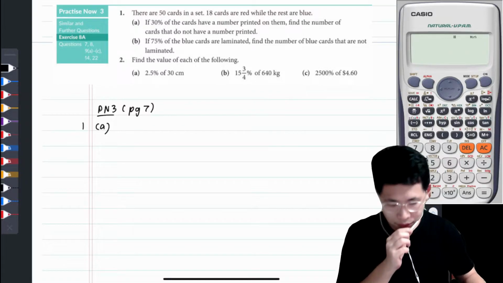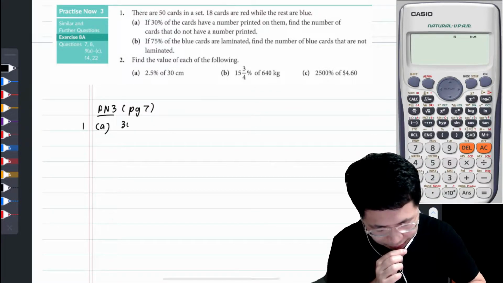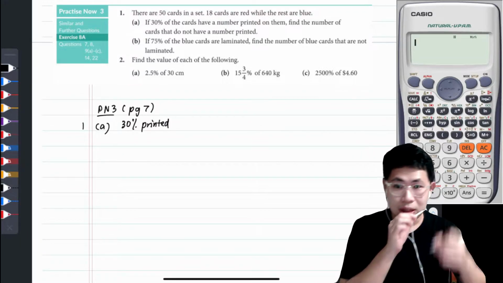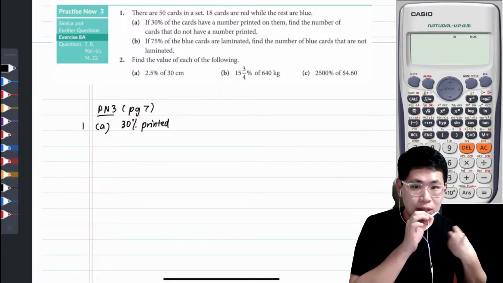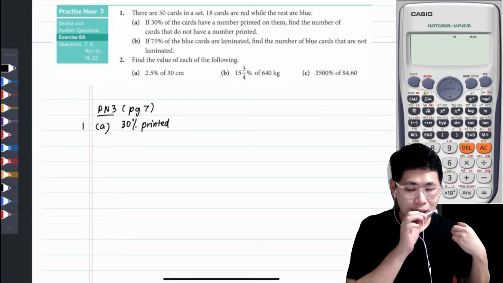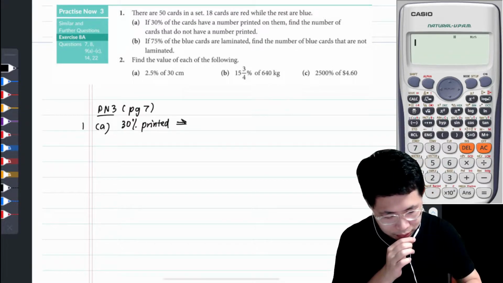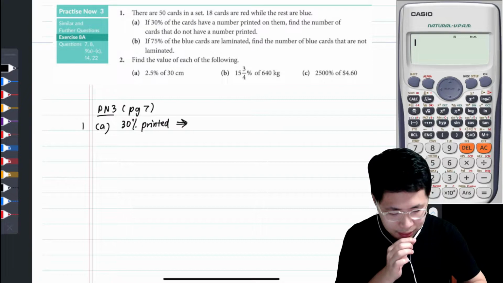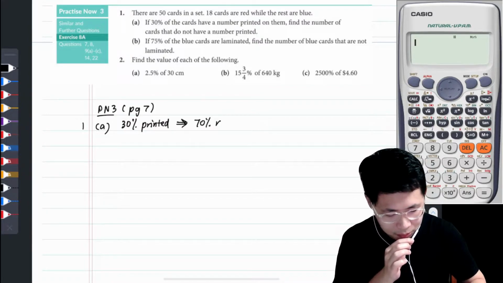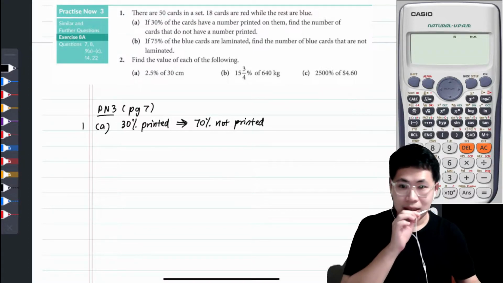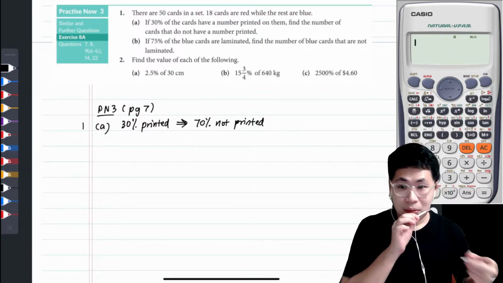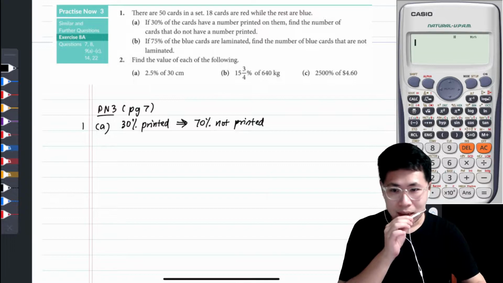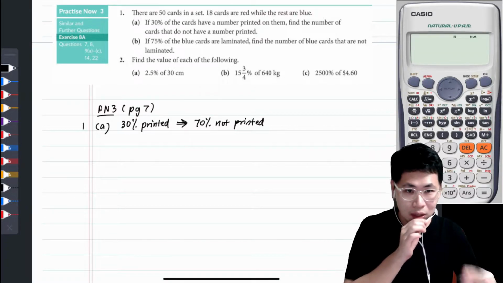We're going to start off with writing down the statement and analyzing. You don't have to write this though. I'm just going to write this down and analyze it. If 30% is printed, since we're looking for the cards that are not printed, so 30% printed means 70% not printed, because the whole is 100%. So 100 minus 30 gives you 70%. So 70% not printed means we're looking for 70% of the 50 cards.